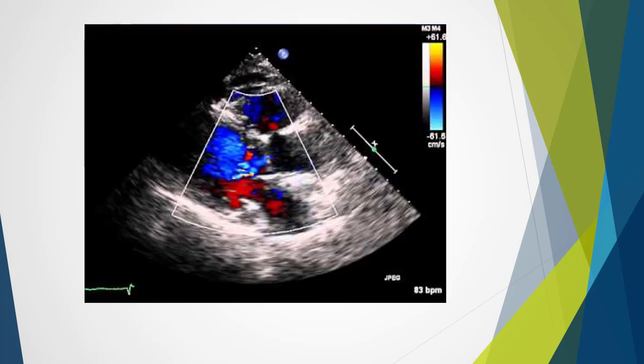And here we have an example. A colour box has been placed over the aortic valve, and we can see this blue flow in diastole of blood moving backwards, moving away from the probe and giving the blue colours.